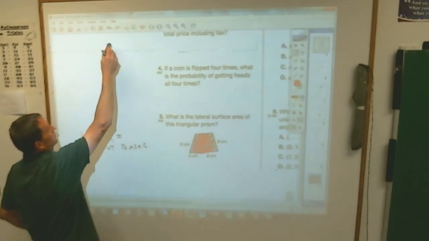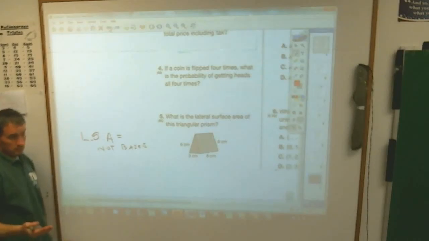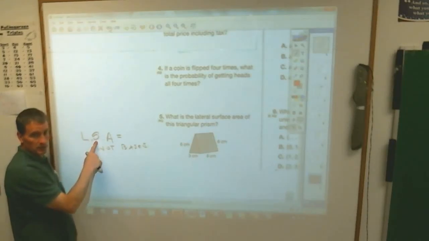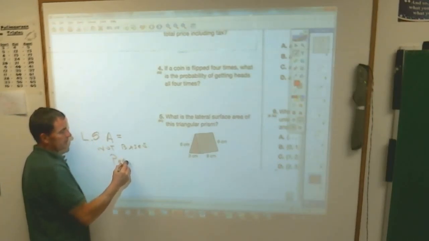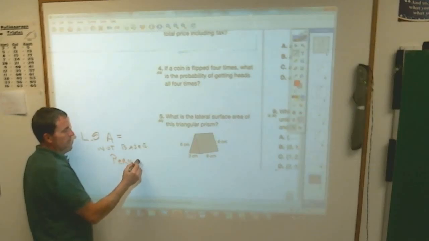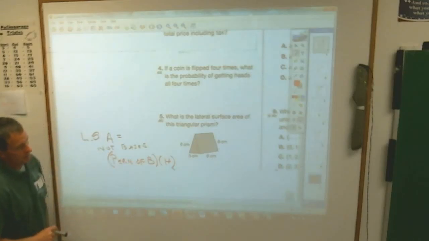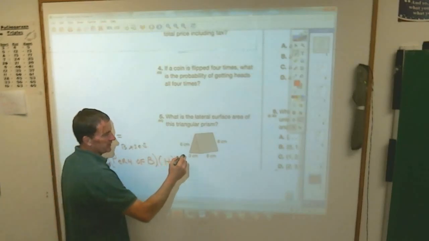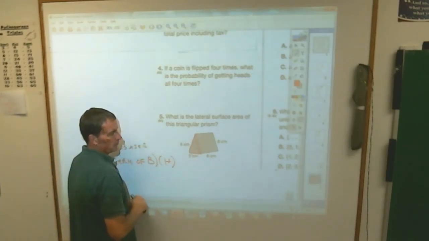That just kind of messed up my shapes. Let me erase that. But we have a formula for that. Somebody, the formula for lateral surface area is, for a column, perimeter of base multiplied by the height. And again, if our base is the triangle, you have to find the perimeter of this triangle. And I know what my height is.